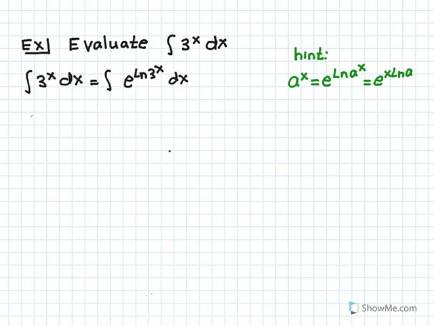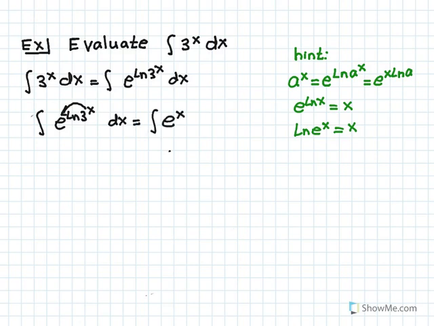And the property that we applied is that e to the ln x is equal to x, and ln of e to the x is also x. All right, so what we have is the integral of e to the ln of 3 to the x dx. We can bring the exponent down in front of the log, so we get the integral of e to the x log 3 dx. Now let's apply the substitution method.